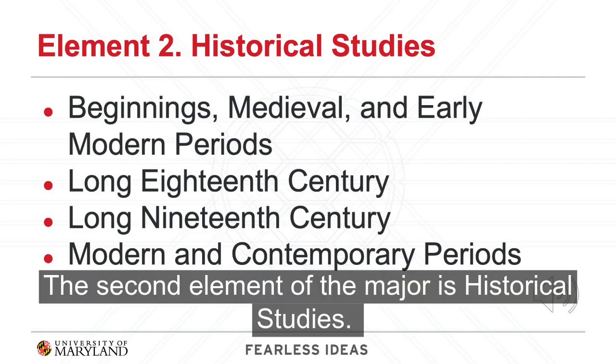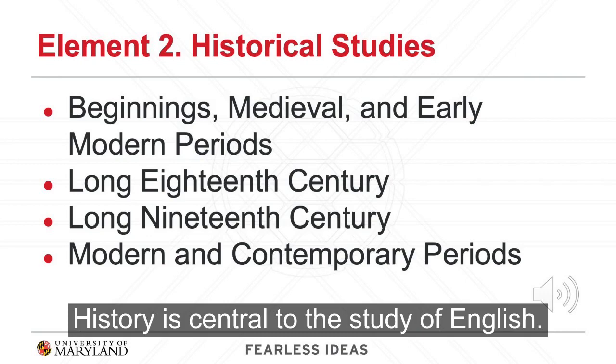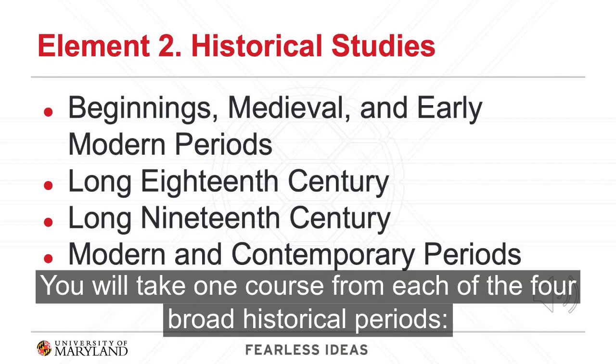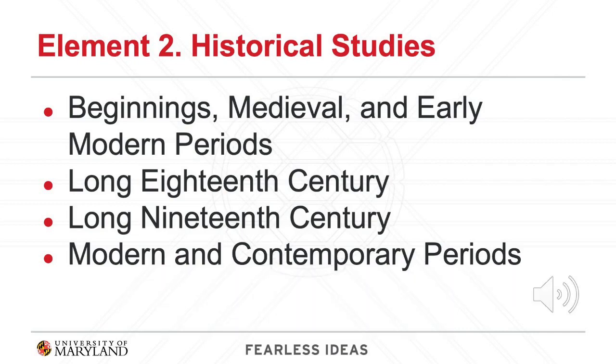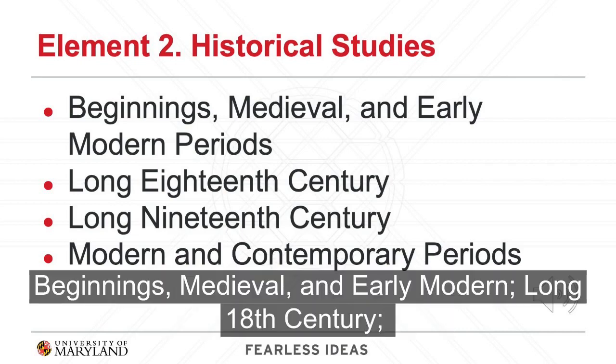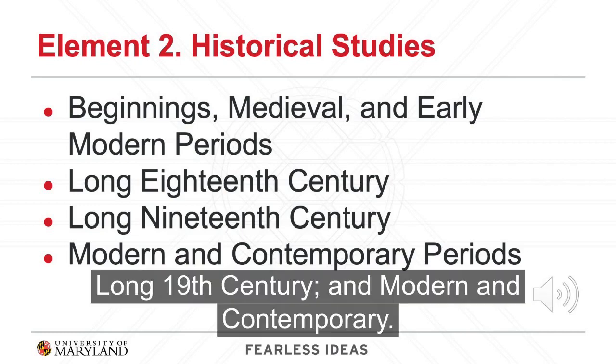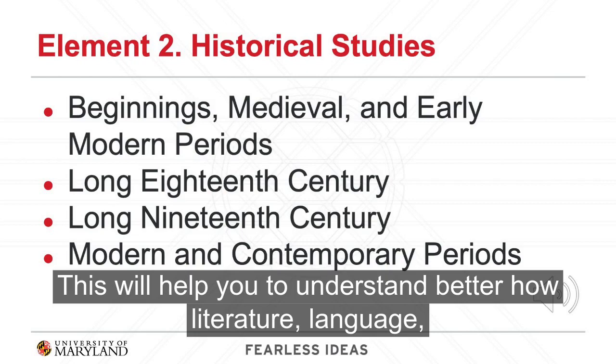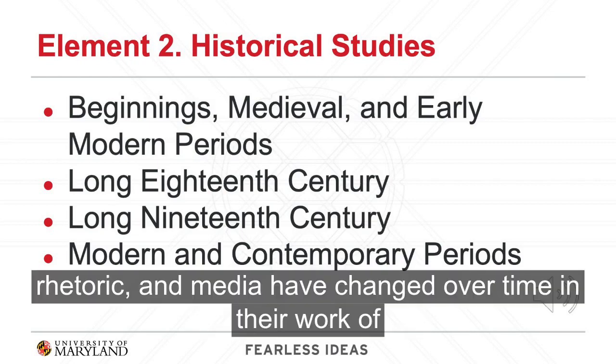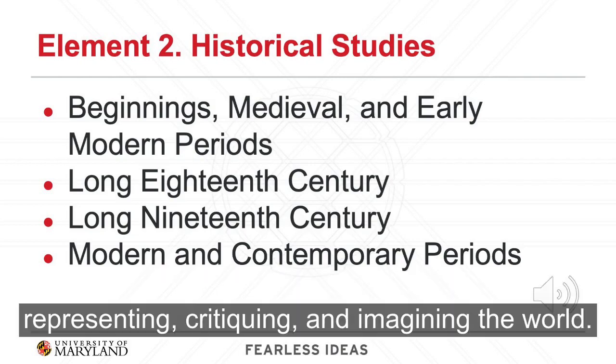The second element of the major is Historical Studies. History is central to the study of English. You will take one course from each of the 4 broad historical periods: Beginnings, Medieval, and Early Modern, Long 18th Century, Long 19th Century, and Modern and Contemporary. This will help you to understand better how literature, language, rhetoric, and media have changed over time in their work of representing, critiquing, and imagining the world.